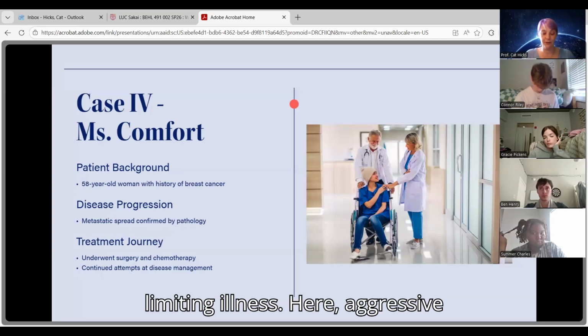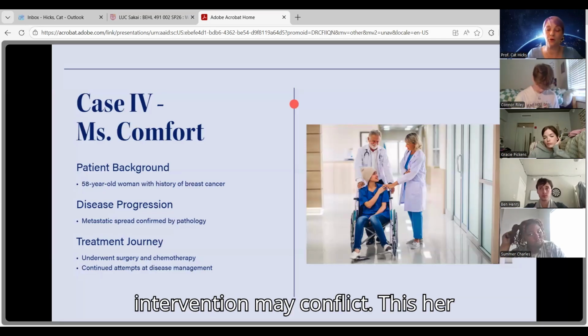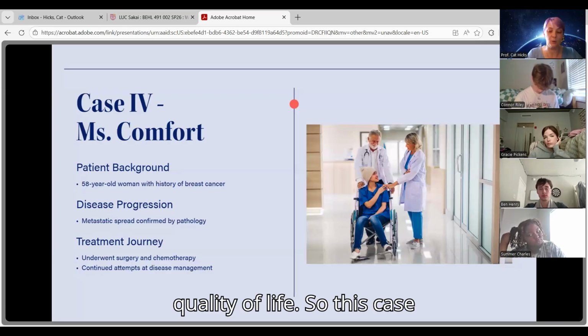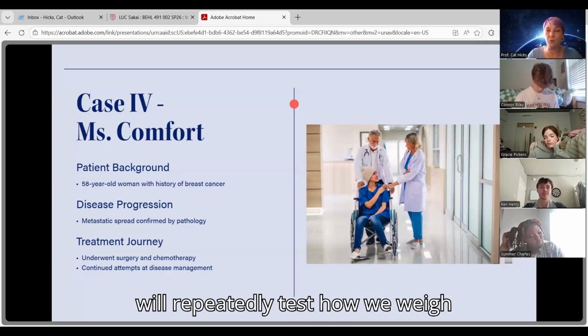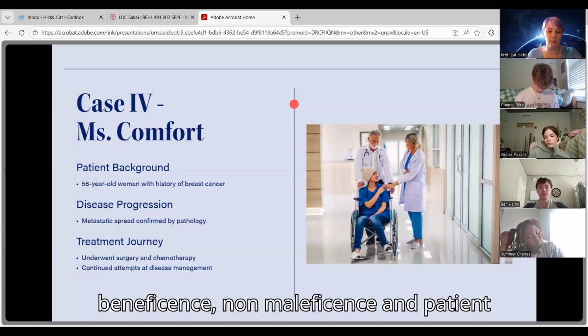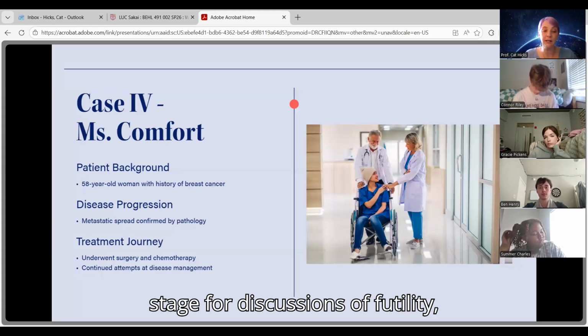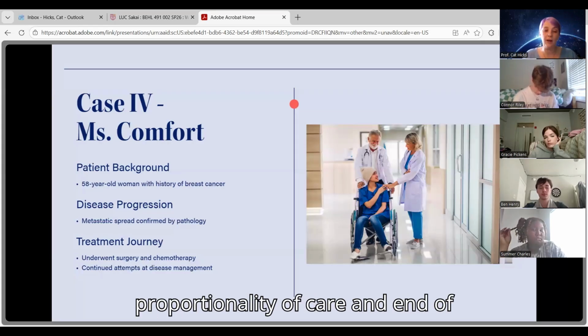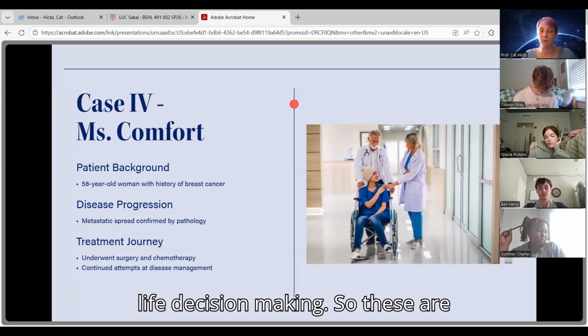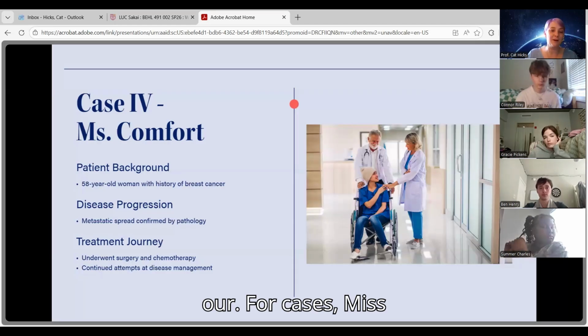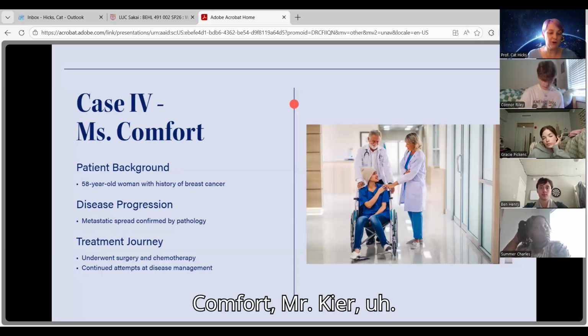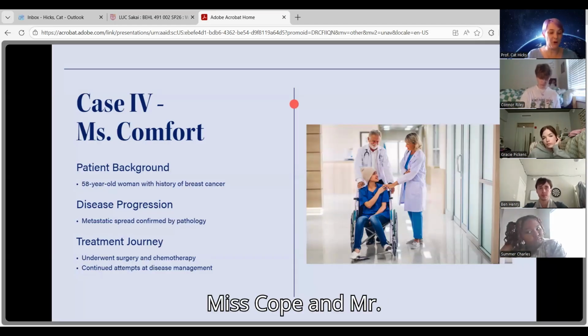Here, aggressive intervention may conflict with her quality of life. So this case will repeatedly test how we weigh beneficence, non-maleficence, and patient values. It also sets the stage for discussions of futility, proportionality of care, and end-of-life decision-making. So these are our four cases: Miss Comfort, Mr. Cure, Miss Cope, and Mr. Care.